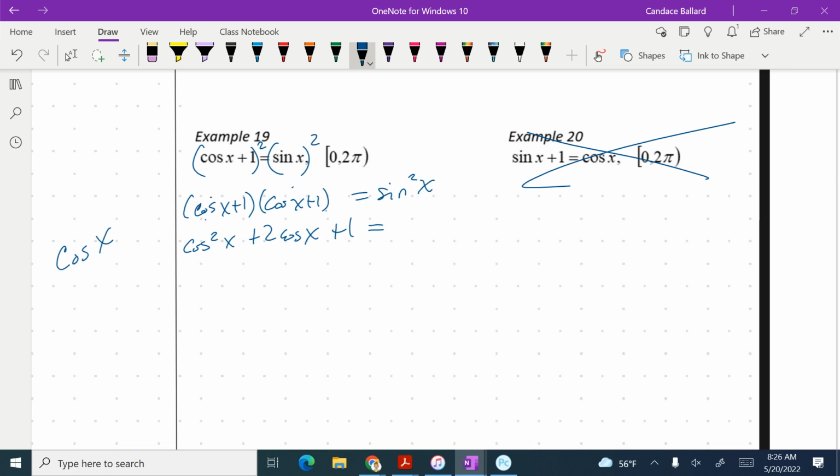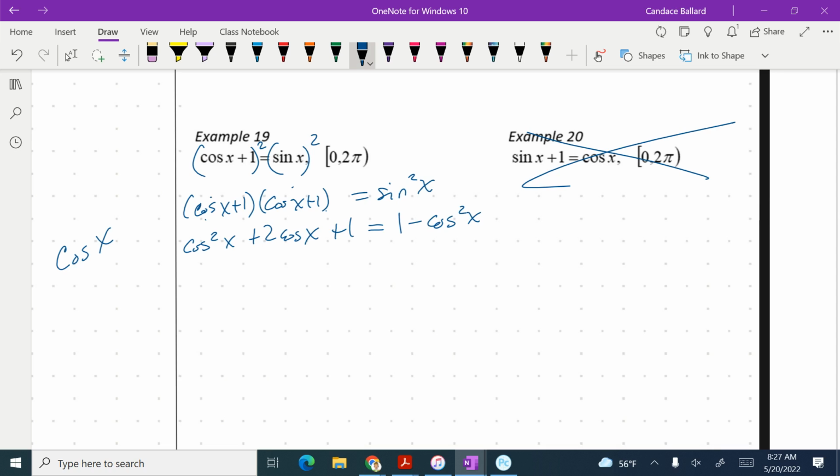Sine squared, I want you to look up at the pink poster. Look up at your pink Pythagorean poster. I want you to find a replacement for sine squared and write it down right here. Don't call it out, but write it down. You're looking for something with a cosine in it. Okay, what do we write? 1 minus cosine squared x.